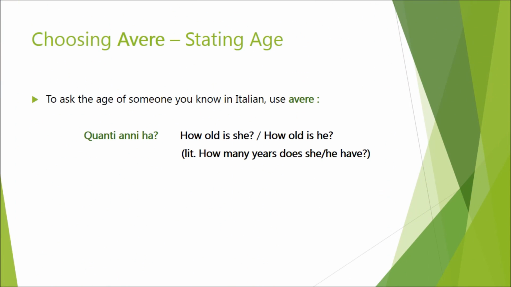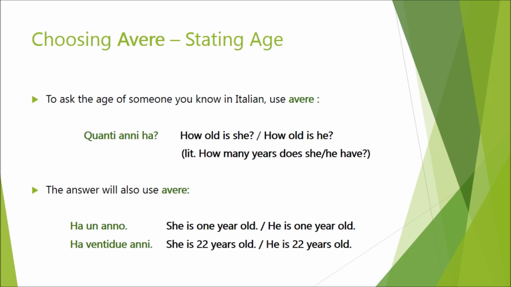To ask the age of someone you know in Italian, use avere. Quanti anni ha? How old is she? How old is he? The answer will also use avere. Ha un anno. She is 1 year old. He is 1 year old. Ha 22 anni. She is 22 years old. He is 22 years old.